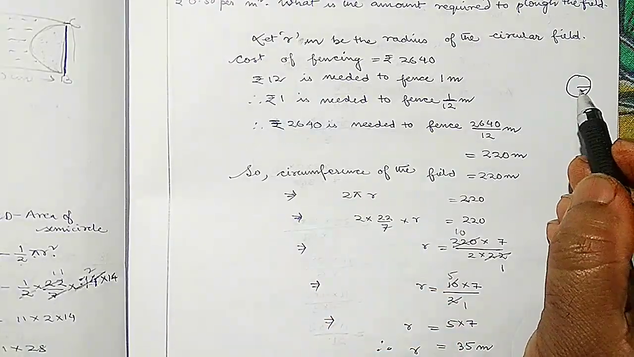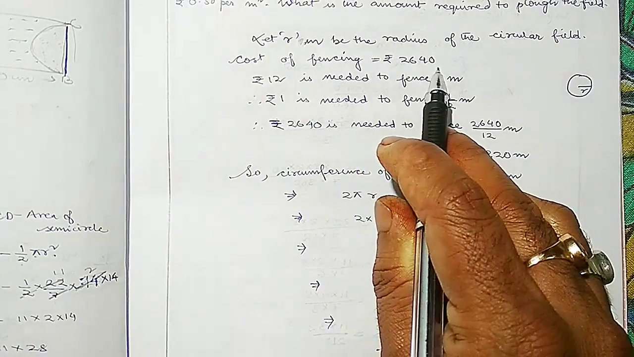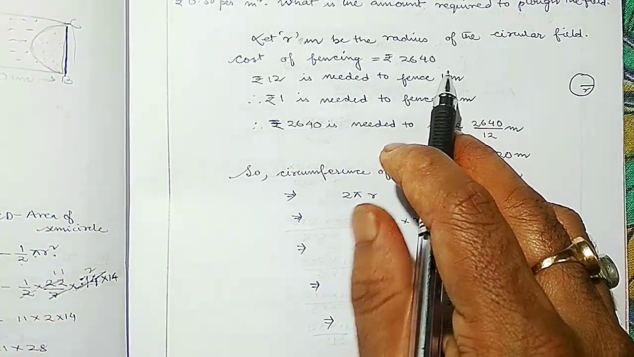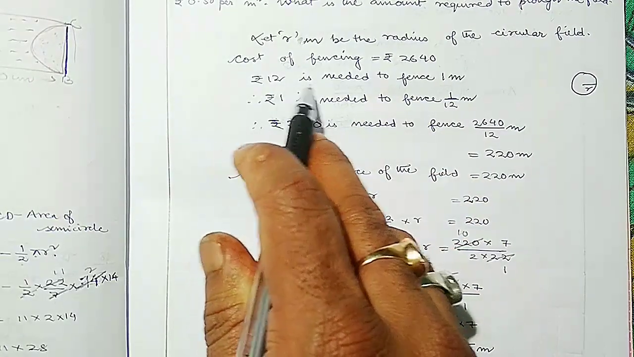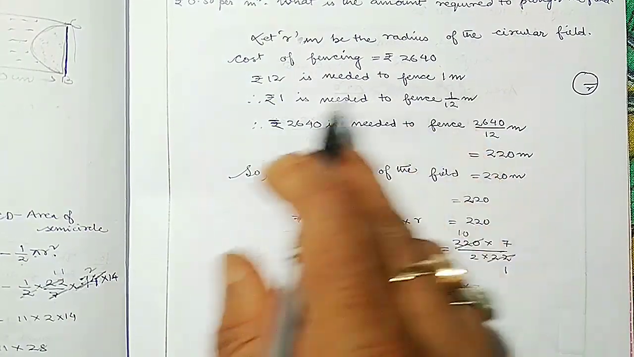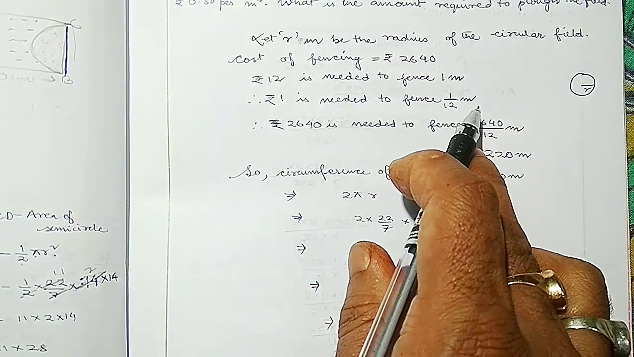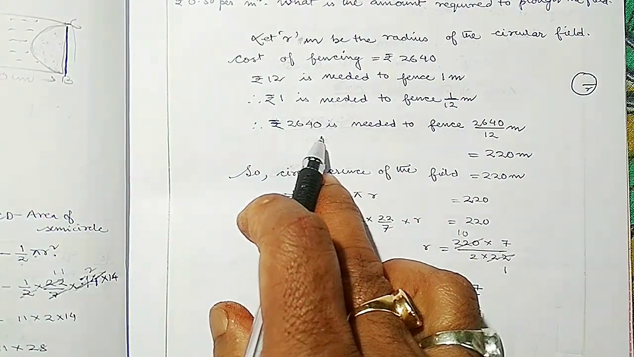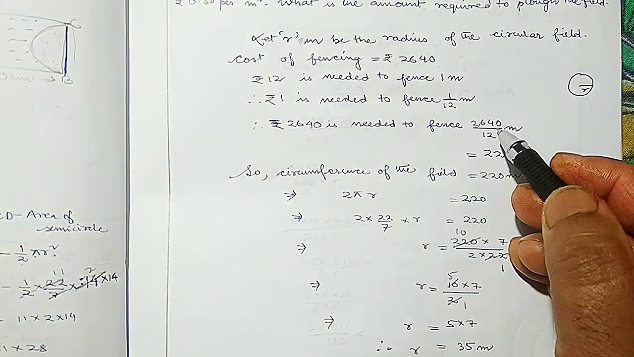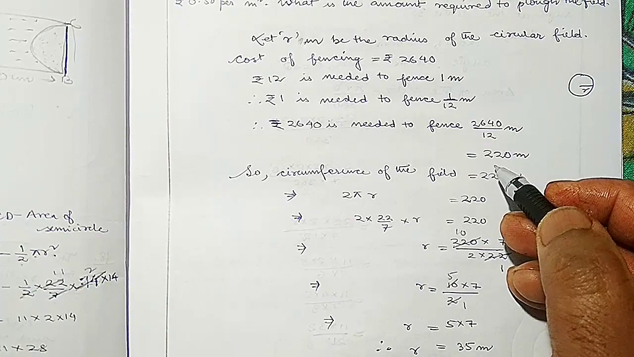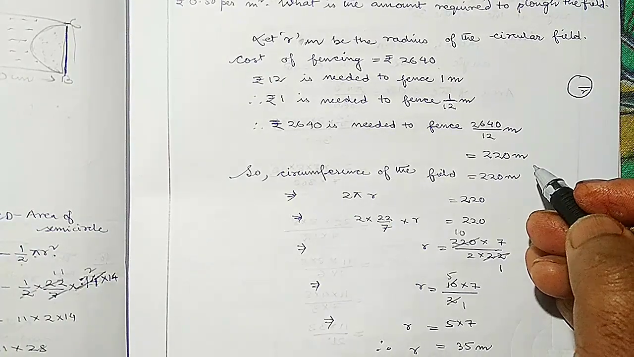Suppose this is the circular field whose radius is r meter, and it is given the cost of fencing is rupees 2640. Since rupees 12 is required for fencing per meter, we can write rupees 12 is needed to fence 1 meter. Therefore rupee 1 is needed to fence 1 by 12 meter. Therefore rupees 2640 is needed to fence 2640 by 12. If I cancel 2640 by 12, I get 220 meter. Therefore, the circumference of the field is 220 meter.